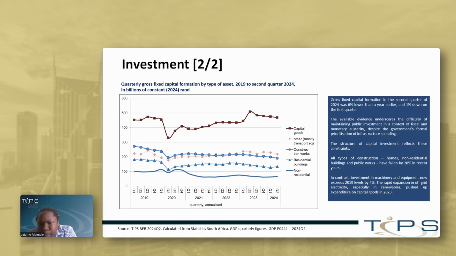Generally, what you see is that the issues are actually affecting almost most of the economic indicators here. Then again, just reflecting on the investment here, you see that the structure of capital investment reflects these constraints again.